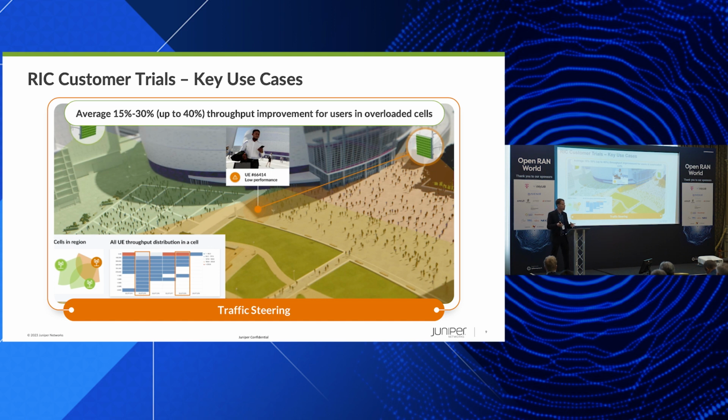On average, for cells that were congested, when doing traffic steering like this, it was possible to get to a 15–30% average throughput increase across the cell. And for those users that were severely impacted by congestion, that were steered to other cells, we reached up to 40% of throughput improvement.